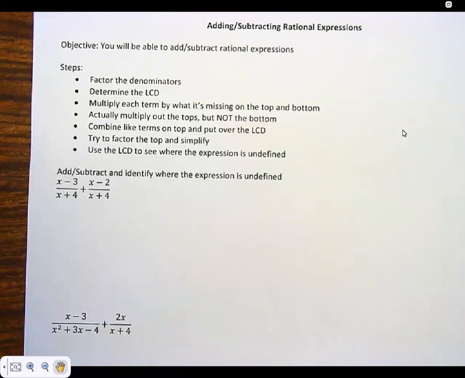So in terms of steps, first thing you have to do is factor all of your denominators. That allows you to find your lowest common denominator, and then you need to multiply each term by what it's missing, kind of like you do with regular fractions. You want to multiply the top out. Do not multiply the bottom out. That makes everything worse. You want to combine all your top parts. Attempt to factor the top and simplify if possible. And then you want to use the lowest common denominator to see where your expression is undefined.